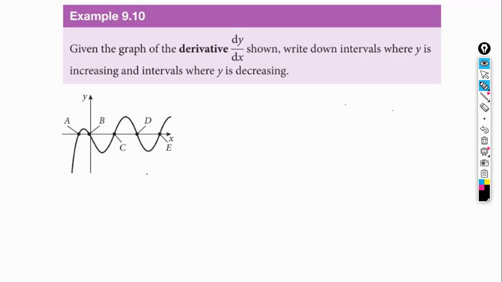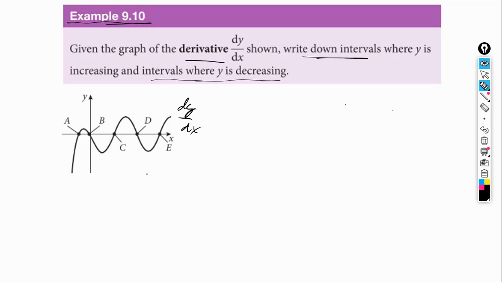Okay, so here we are now on example 9.10, and it says, given the derivative, dy dx shown, write down the intervals where y is increasing and intervals where y is decreasing. So this is not y, but rather the derivative of y. So the derivative of y is going to tell us where y, the original function, is increasing or decreasing. And that's very simple to find. It only depends on the sign of the graph, right? Before and after or between these points.